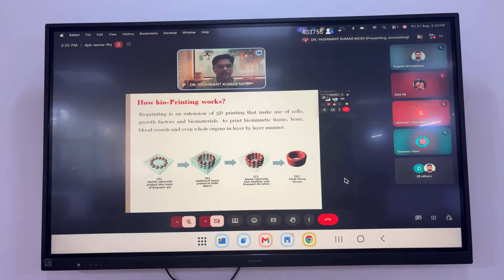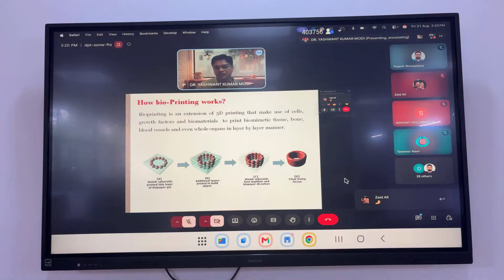Initially, bio-ink spheroids are printed onto a layer of bio paper. Bio paper gel is basically a hydrogel. Hydrogel bio papers are there, and onto that the bio-ink spheroids are printed. In this way, there are different layers of hydrogels and layers of bio-inks.